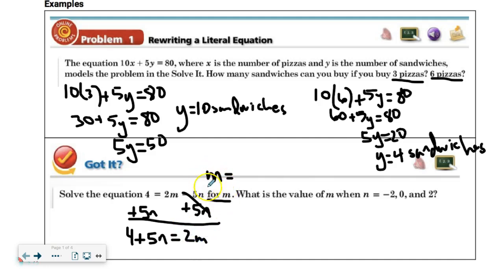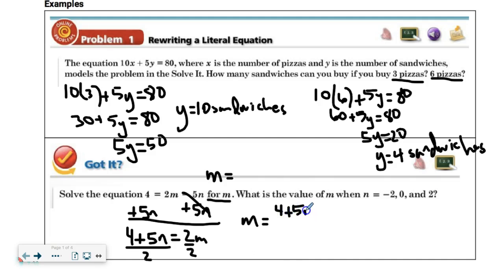And I want to solve it in terms of m, which means I want to divide the 2 away. When I do that, I'm essentially dividing the entire left-hand side. So here's what I'm going to do. I'm going to flip the whole thing over so that I have m equals 4 plus 5n over 2.